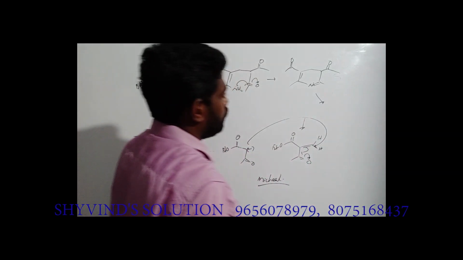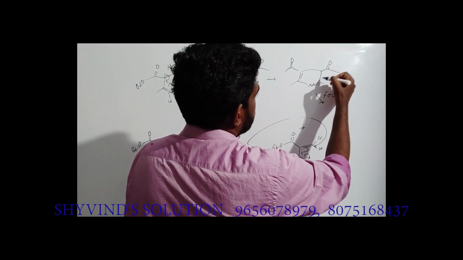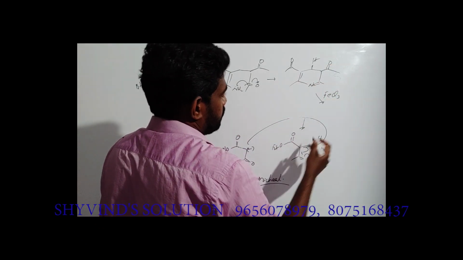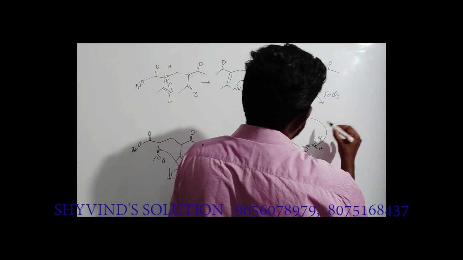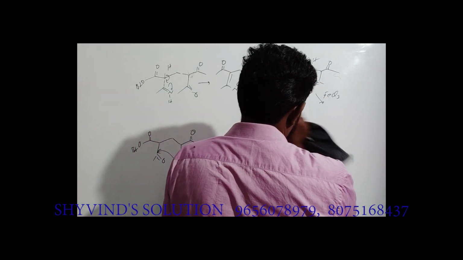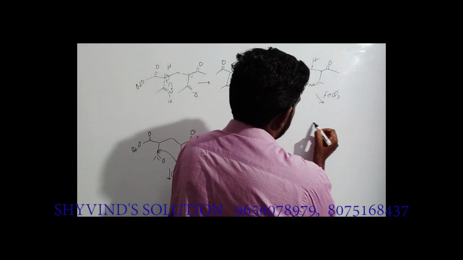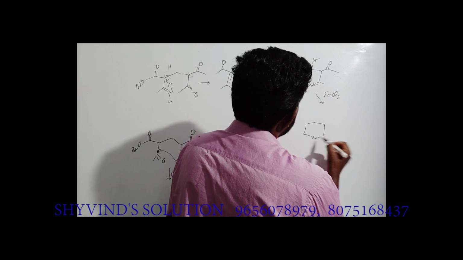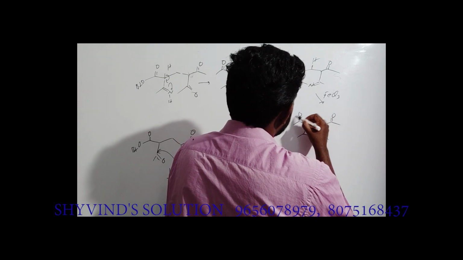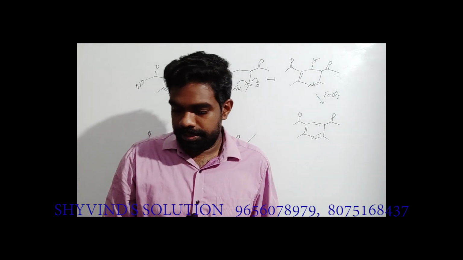Now we want to convert this one to pyridine. The last step is FeCl3. We are treating with FeCl3, so this proton is also eliminated and it will become an aromatic system. So the final product is like this. If we are treating with FeCl3, we will get this one. Okay, so this is how we get the pyridine. So this is the Hantzsch reaction.